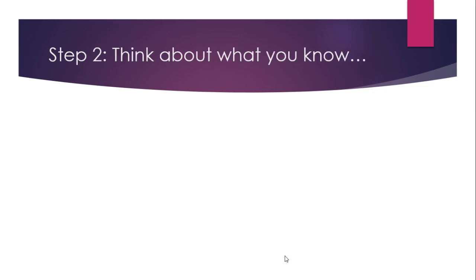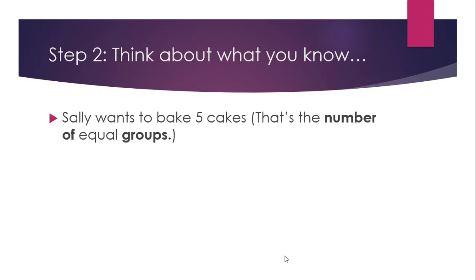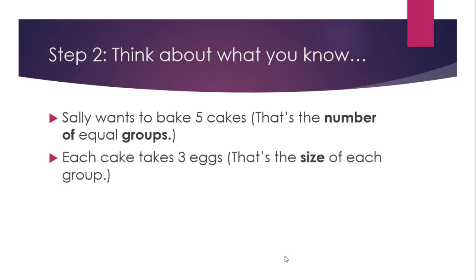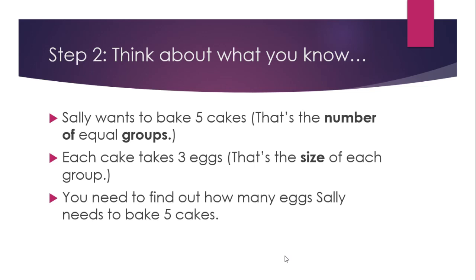The second step, you always need to think about what you know. So our problem tells us today that Sally wants to bake 5 cakes. That's the number of equal groups you're going to be talking about today. Each cake takes 3 eggs. That tells us the size of each group. You need to find out how many eggs Sally needs to bake 5 cakes.